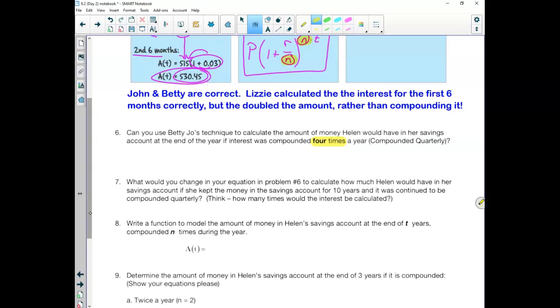And then what would you change in number 7? Or what would you change in number 6 if Helen kept the money in her savings account for 10 years and it was continued? Go through and answer 6, 7, and 8, and then we're going to turn on to 9. So why don't you hit pause and do 6, 7, and 8.